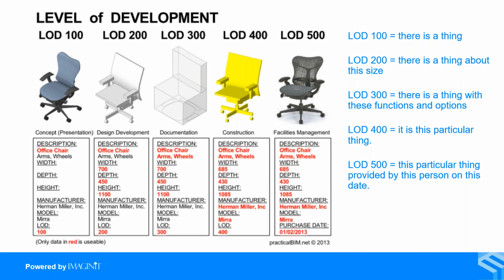Really, and I get this, right? The idea was that the word detail was going to be interpreted a little too much as graphical representation, whereas development referred to the information of the object itself. So you can see that in the beginning, it's kind of like a bell curve, almost. At the beginning, it's very much about presentation. You're trying to communicate your design intent and what it's going to look like at the end of the day, but the data doesn't really matter as much. But then as you move to the later LODs, the data becomes a lot more valuable and necessary.